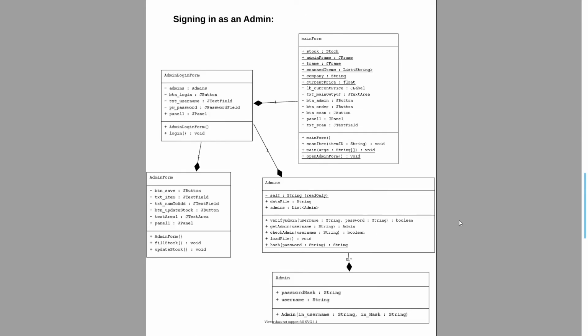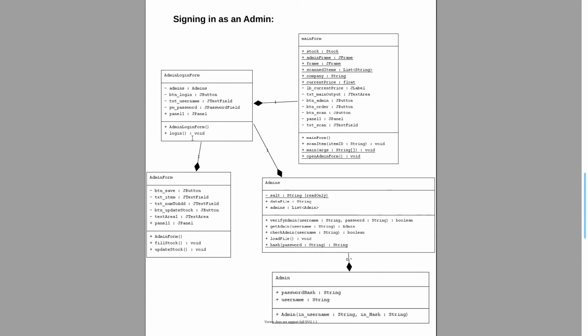This is the admin signing in as admin UML diagram. It's the UML diagram for when you want to sign in as an admin account. From admin accounts, you can alter stock. That'll be the next diagram. This is just signing in. So you can see here in the main form, we have our admin frame. When we press our button admin, it generates the admin frame.